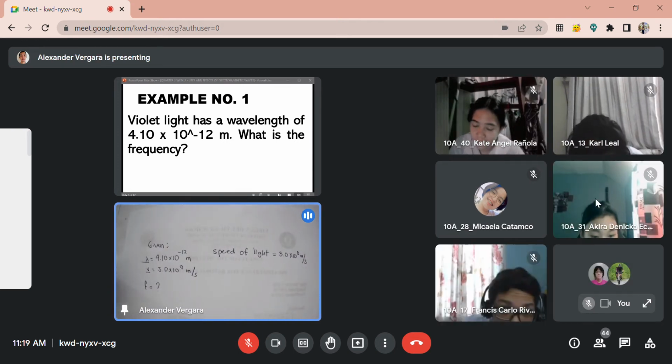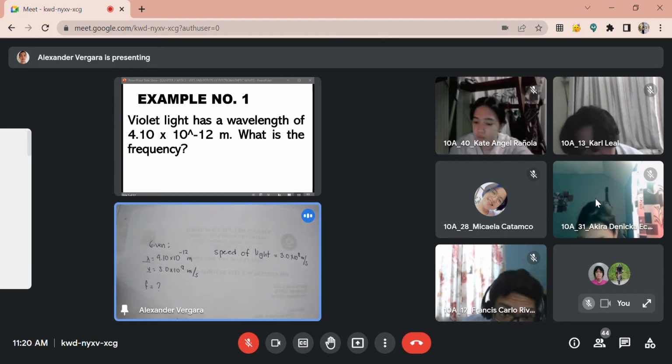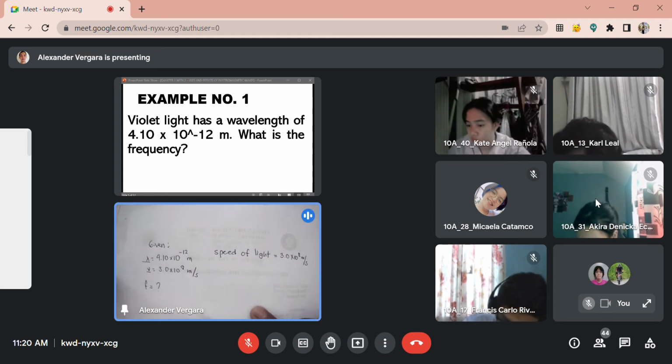Okay? Because we cannot use f is equivalent to 1 over T, because T is the wave period. So we don't have that one, since the given is only the wavelength. We cannot use that one. Okay, so this is the one that we will use.